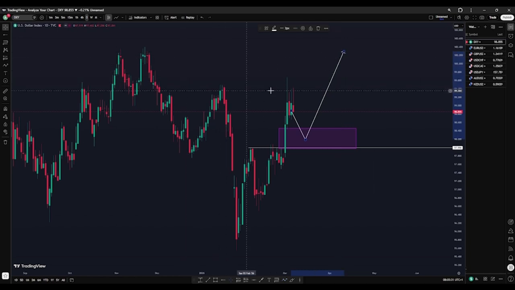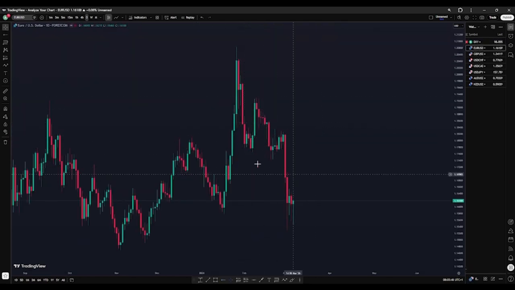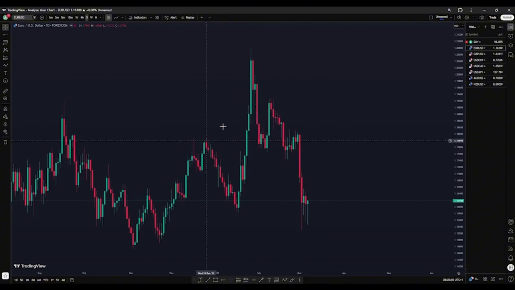Now, if that's going to be the case, where are my targets for this trade? Number one target is going to be this high it just created. Then once it takes out that high, the next high we might probably take out is going to be this other high here, right? So with that in mind, if you transition to Euro USD, you're going to see the opposite of the analysis we just did on the dollar index. Now, if you have a bullish dollar index, we are going to have a bearish Euro USD.